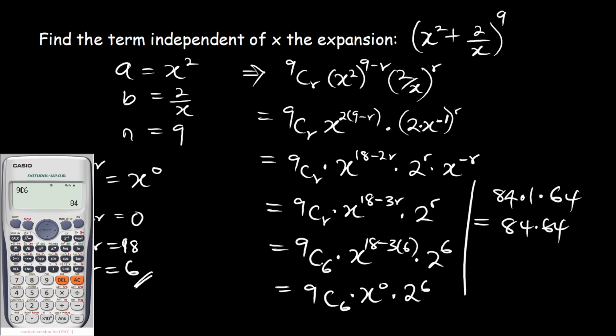So if we go back to our calculator, we'll have 84 times 64. So that will give us 5,376. And that's our answer.